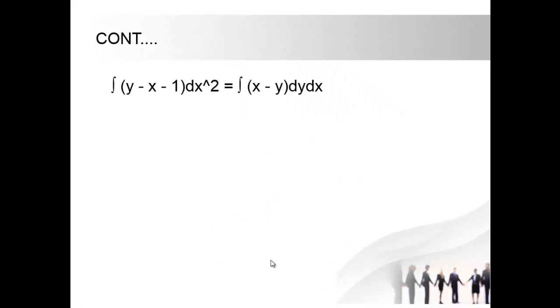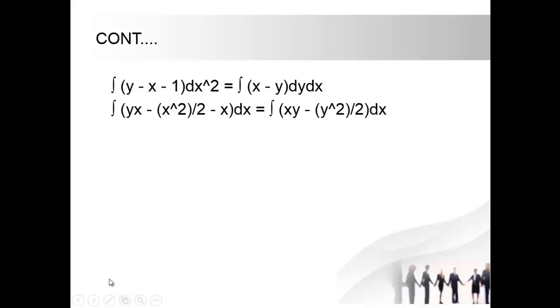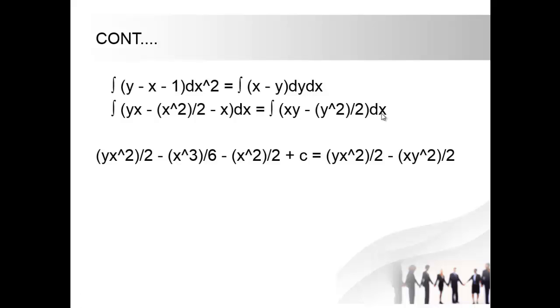We integrate both sides: integrate y minus x minus 1 dx squared is equal to the integral of x minus y dy dx. So we can get the integral of yx minus x squared over 2 minus x dx is equal to the integral of xy minus y squared over 2 dx. So from this, we can get yx squared over 2 minus x cubed over 6 minus x squared over 2 plus c is just equal to yx squared over 2 minus xy squared over 2. So yx squared over 2 is common in both sides, so we can cancel it. So the result will be c is equal to x cubed plus 3x squared minus 3xy squared divided by 6.